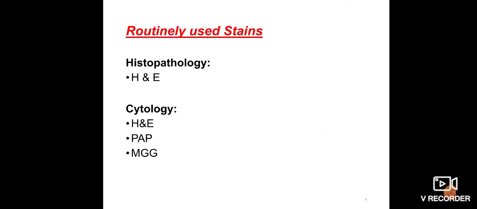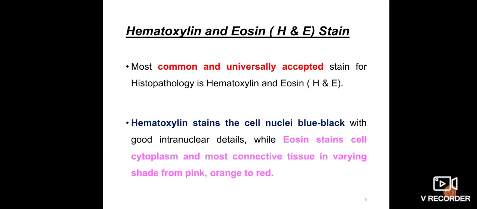Now what are the routinely used stains? For histopathology, routine stain is H&E. For cytology, H&E, PAP and MGG. Coming to hematoxylin and eosin, also called as H&E stain in short form. It's the most common and universally accepted stain for histopathology. In this, you can tell there are two stains. One is hematoxylin, one is eosin. So hematoxylin will stain the cell nuclei blue or black with good intranuclear details, while the eosin, it will stain the cell cytoplasm and connective tissue in varying shades from pink, orange to red.